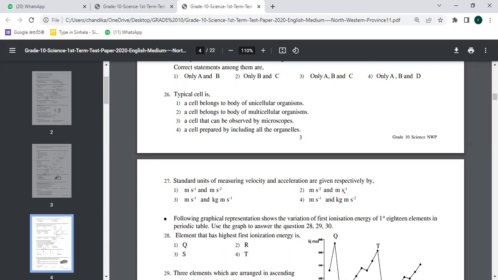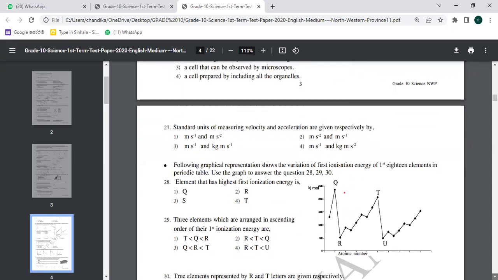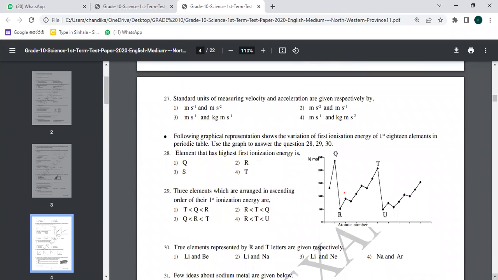That means all the cells do not have all the organelles. They have drawn a diagram of a cell that includes all the organelles of other cells. So that is called a typical cell. Fourth is the answer.